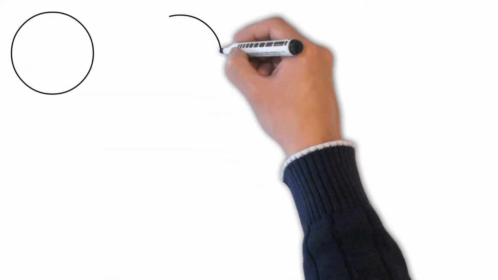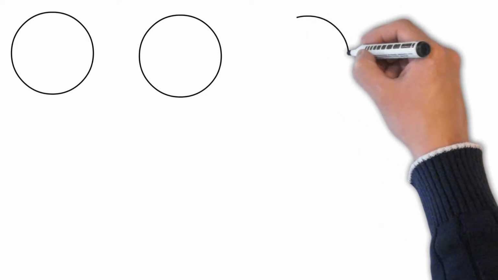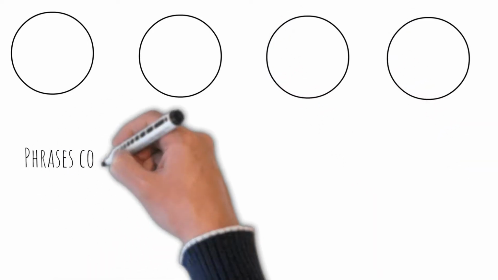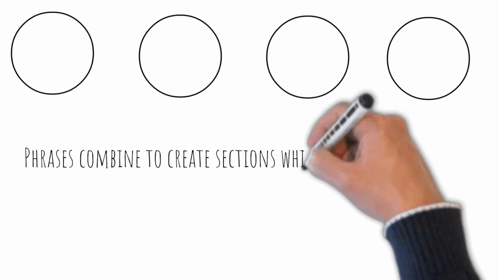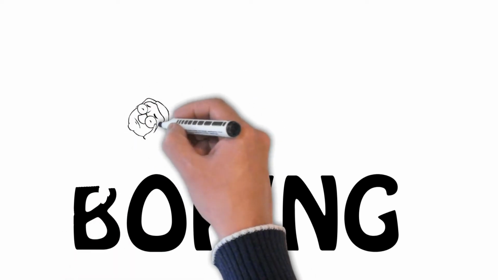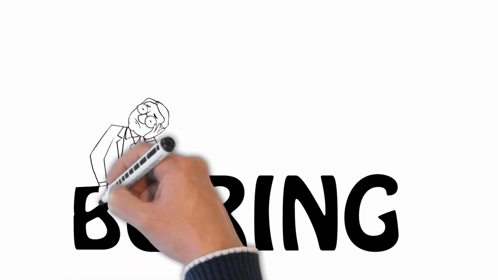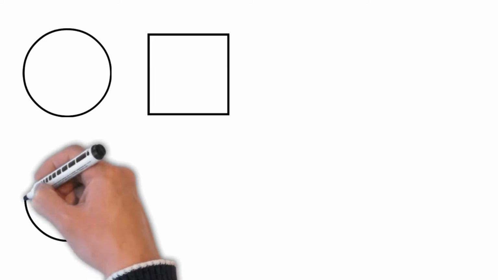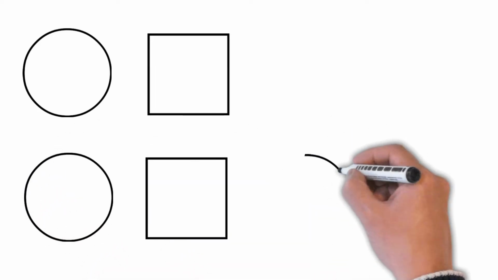Humans are drawn to repetition, which is why it's so easy to spot patterns around the world. In music, phrases combine to create sections which have a similar feel. But if every part of a song sounded exactly the same, it would be boring. That's why we add contrasting sections. A song's form tells us how these contrasting sections fit together.